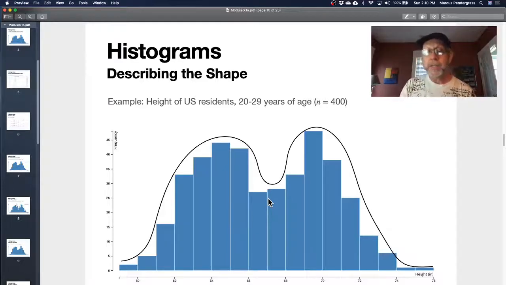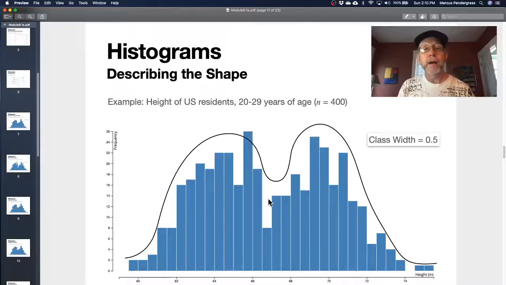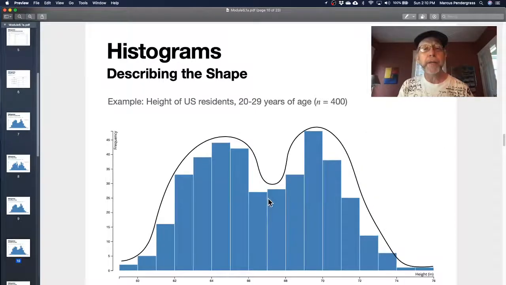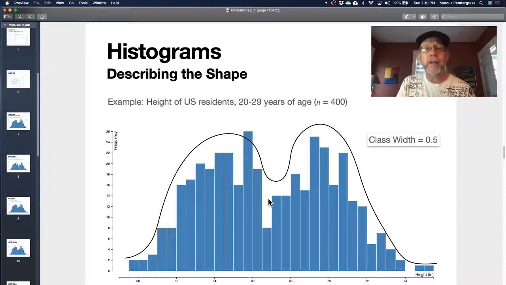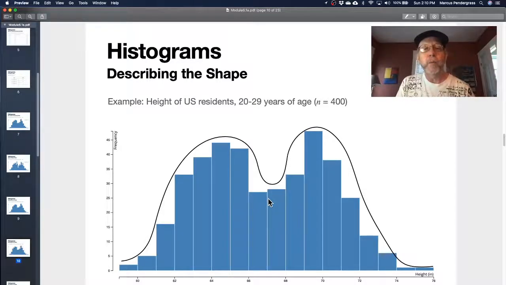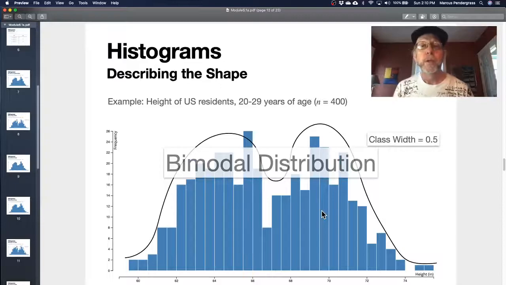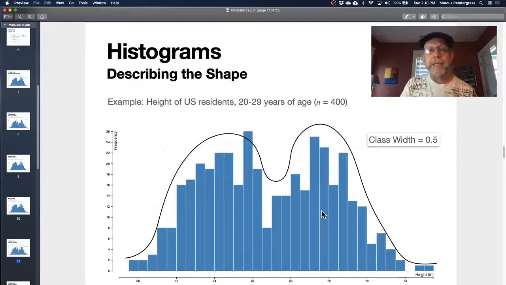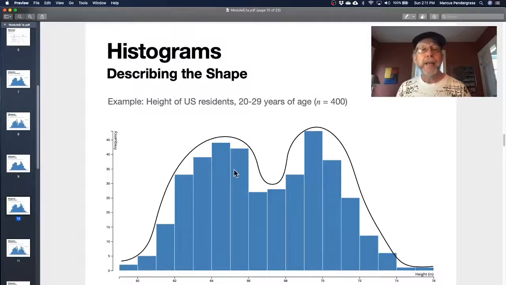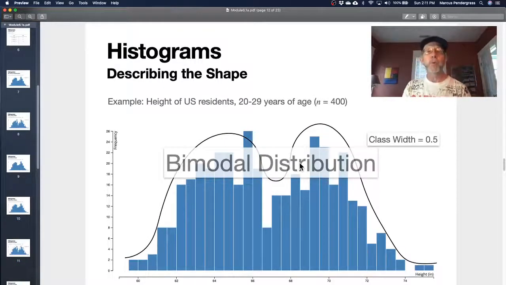We're going to call this shape a bimodal shape, and it appears the same no matter what class width you have. We want to focus on that overall pattern, not the fine details of how the bars might jump up and down, but the overall pattern is of a bimodal distribution. Bi meaning two, and mode meaning peak. So mode is a peak, and what we're saying is this distribution has two major peaks. That's what bimodal means.